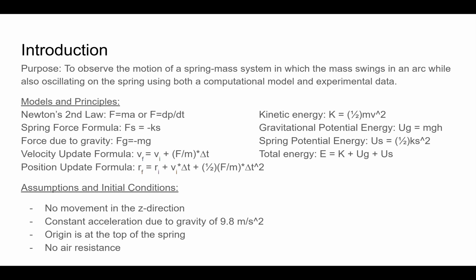The models and principles involved are Newton's second law, the spring force formula, force due to gravity formula, velocity update formula, position update formula, kinetic energy formula, gravitational potential energy formula, spring potential energy formula, and the total energy formula. Assumptions and initial conditions include no movement in the z direction, constant acceleration due to gravity of 9.8 meters per second squared, the origin at the top of the spring, and no air resistance.